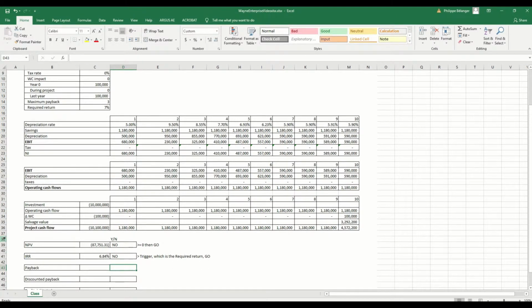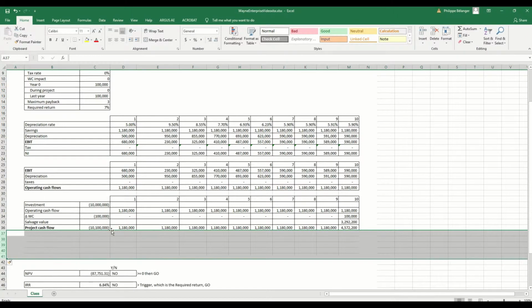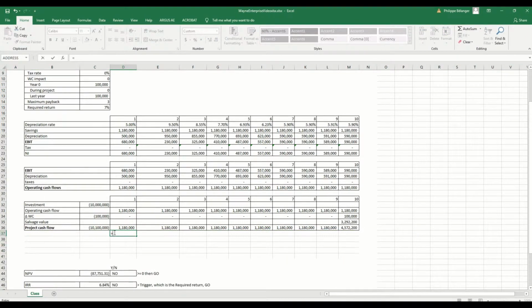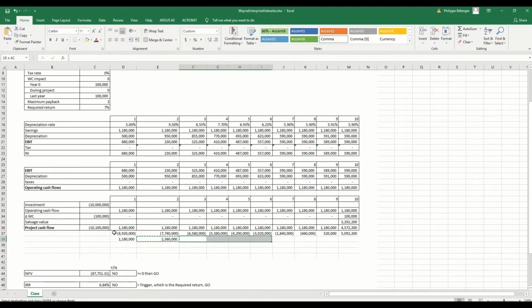So now payback. Payback, I will need to add some lines in here. We'll do the money that I put in plus the cash flow that I get each year. And we'll see after how many years I'm done recuperating 10 million. Or what I can do is just the sum of each cash flow. And look when it is bigger than 10 million, and it's bigger than 10 million after 9 years.